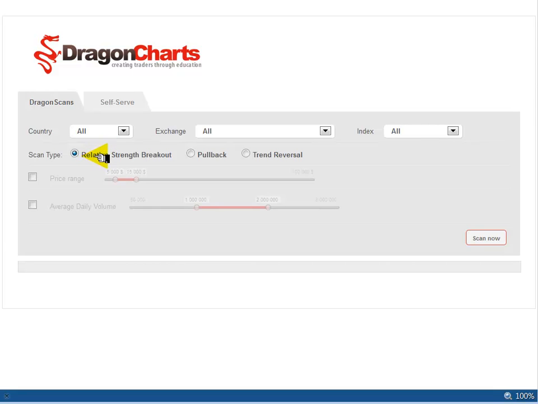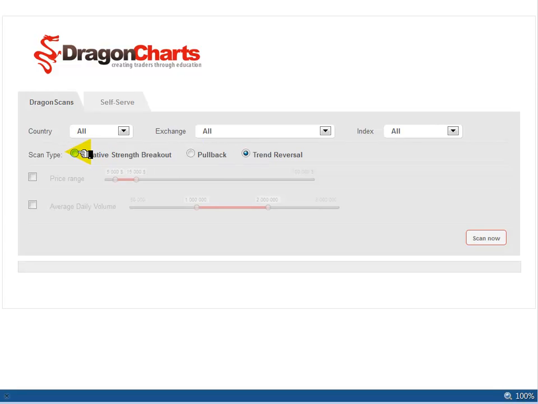One is called a relative strength breakout, which is a stock that's breaking out above a base of consolidation, a strong breakout. Then we have the pullback, which is a stock that's in an uptrend but pulls back to support of an uptrend line or a moving average. And then we have a trend reversal, which is a stock that's reversing from a long-term downtrend. So we have all three of these.